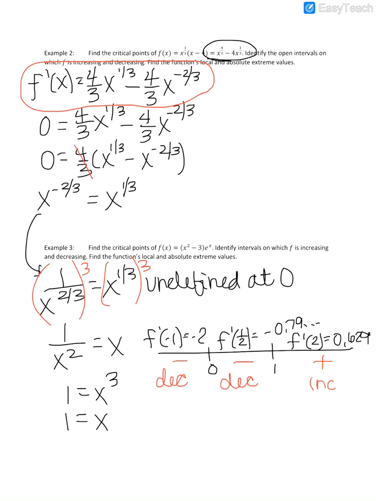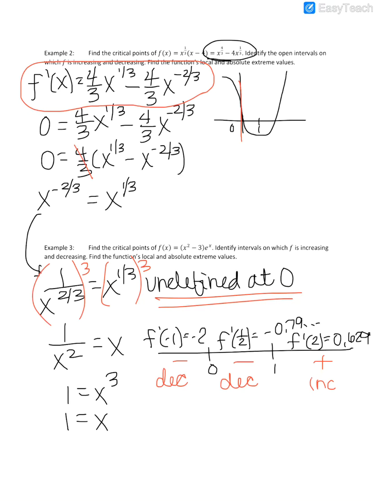So if you actually looked at this graph, it looks like this. Okay, I messed it up. There we go. So here's 0. Here's 1. The reason why we had a critical point at 0, if you notice here, it has a vertical tangent, so it's an undefined slope at that point. That's why it was undefined at 0 in the derivative.